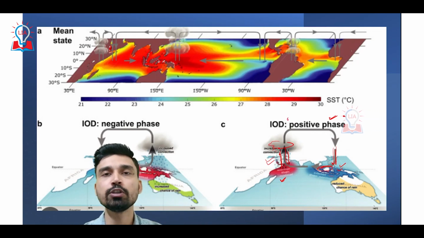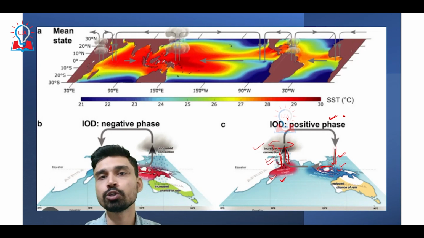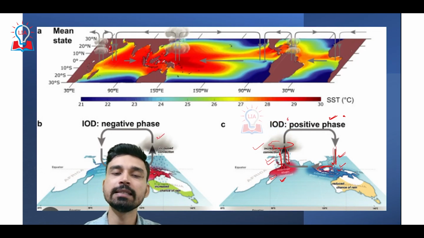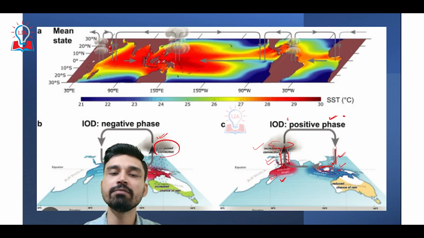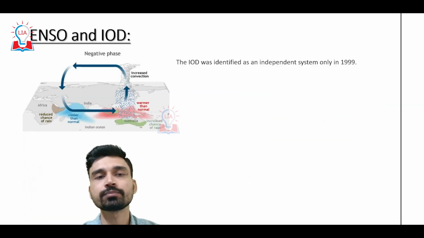During the positive phase of IOD, the western part of the Indian Ocean, western part of Africa, receives very high rainfall, while the eastern part of the Indian Ocean receives very little or almost no rainfall. Similarly is the case in the negative phase, when we have increased convection and higher rainfall in Australia, Indonesia and Malaysia, while no rainfall on the western coast of Africa.